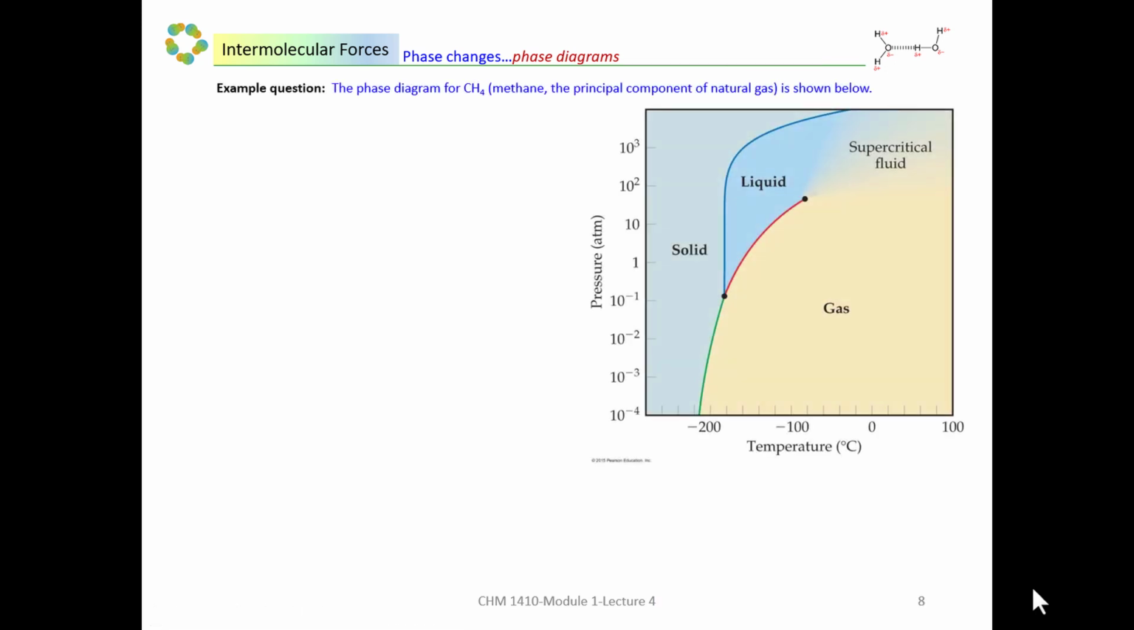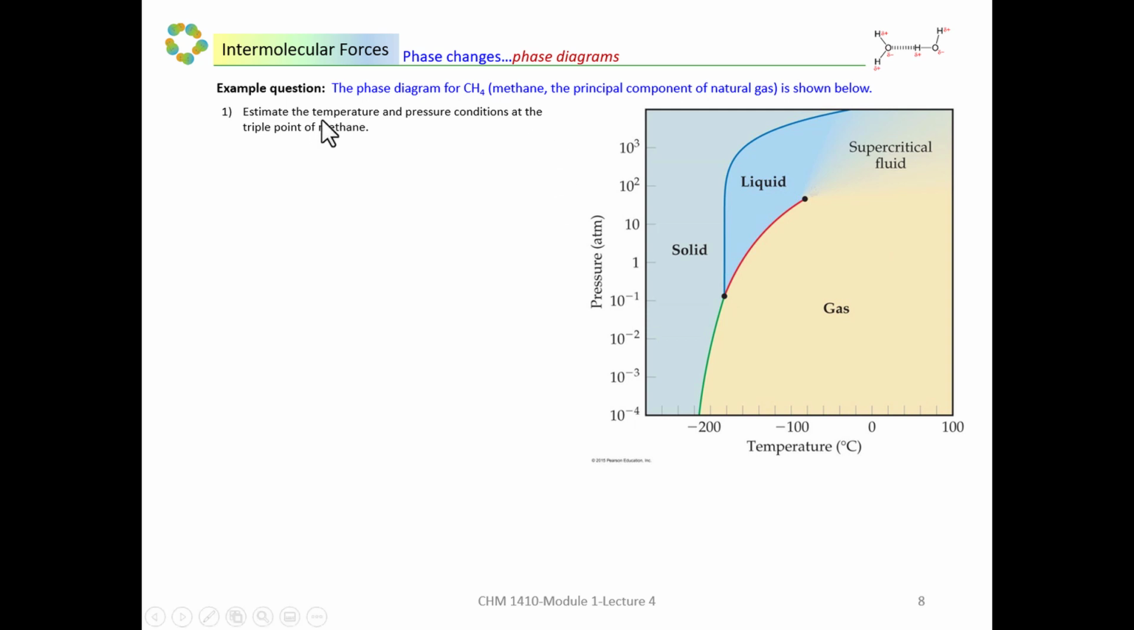Let's look at an example question involving the phase diagram for yet another substance. In this case, we want to talk about methane, CH4, which is the principal component of natural gas. So here's the phase diagram for methane. The temperature scale, of course, in degrees C, marked in even divisions, wide temperature range, and the pressure is on a log axis, as we saw on the previous slide for water and CO2. Let's see if we can answer some questions about methane from this phase diagram.